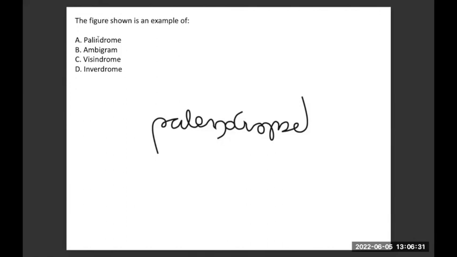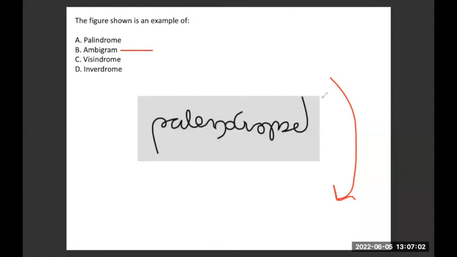Like a race car, if you invert that, even then you get a race car only, basically. Or a madam, like MADAM. If I write the letters from backward, I will still get madam, which is a palindrome. And an ambigram is when you rotate this. So if I rotate this figure like this, I still get the same spelling. That is called an ambigram. So I rotate this 180 degrees and I will still get the same spelling as I'm able to see it here.